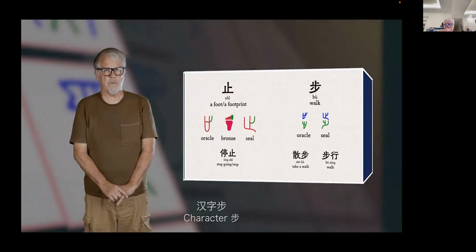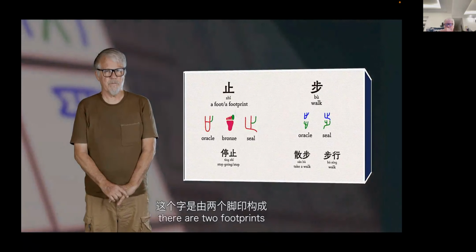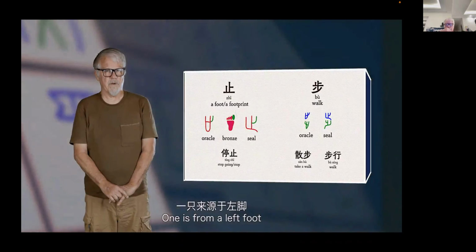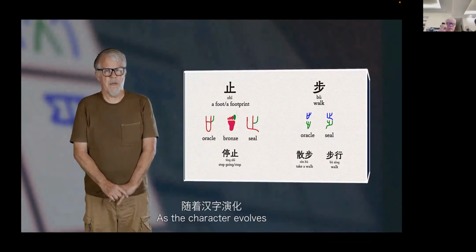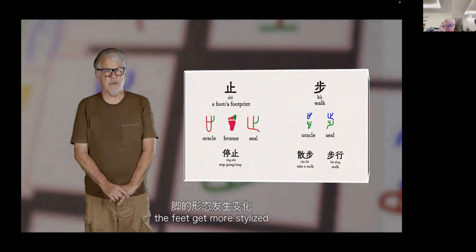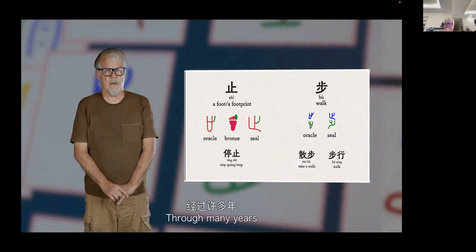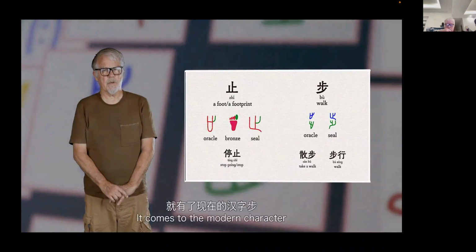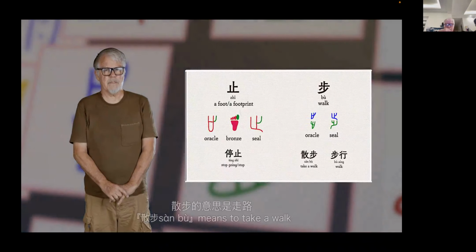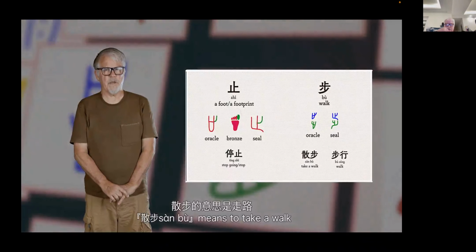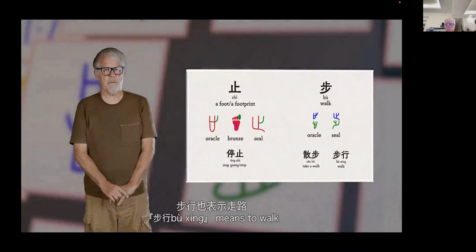The character bu, you can see from the original pictograph that there are two footprints. One is from the left foot, the other is from the right foot. As the character evolves, the feet get more stylized. The two feet come together. After many years, it comes to the modern character. The two feet become one glyph. San bu means to take a walk. Bu xing means to walk.